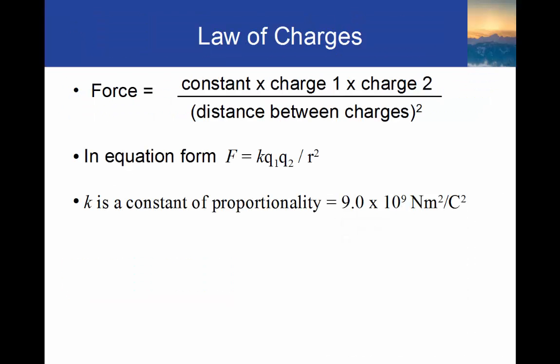To answer this question, we should look back at our sets of equations and find that we have one that says that the force between two charges is some constant times the charge 1 times charge 2 divided by the distance between charges squared. That's this equation right here. And that proportionality constant is called Coulomb's constant. It's about 9 times 10 to the 9th newton meters squared per coulomb squared.